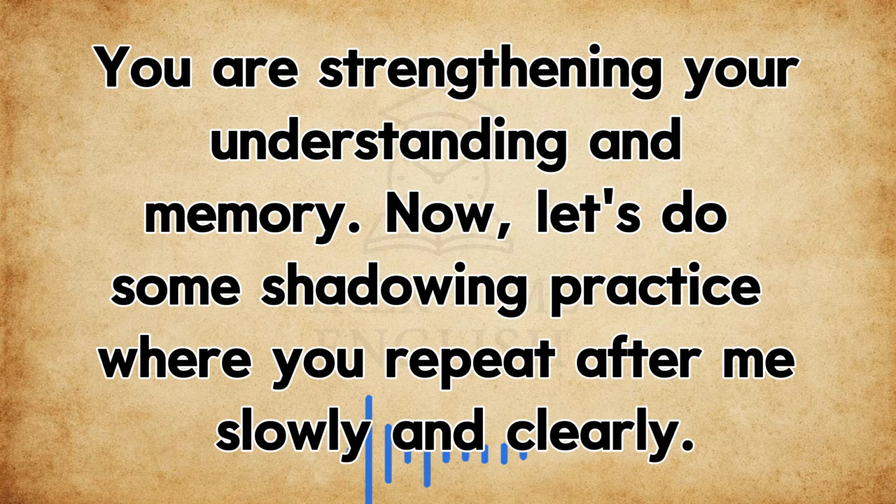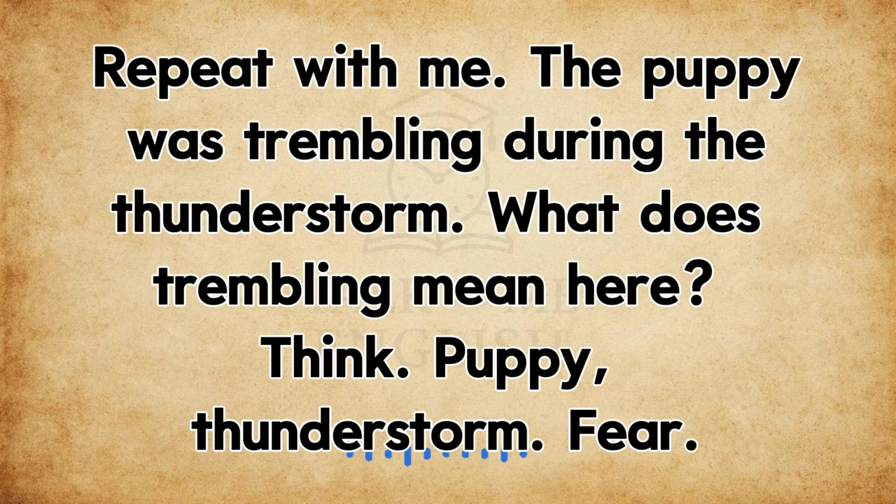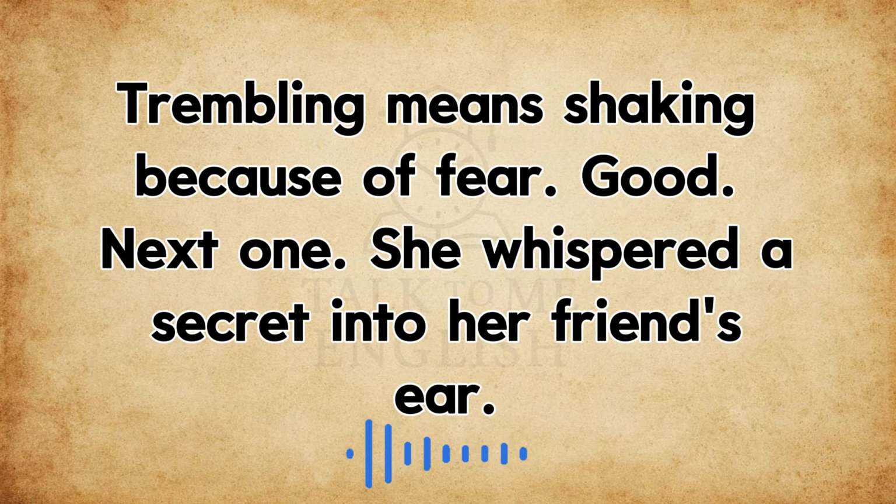Now, let's do some shadowing practice where you repeat after me slowly and clearly. I will give you a sentence with a new word. First listen, then repeat. Ready? The puppy was trembling during the thunderstorm. Repeat with me. The puppy was trembling during the thunderstorm. What does trembling mean here? Think. Puppy, thunderstorm. Fear. Trembling means shaking because of fear.